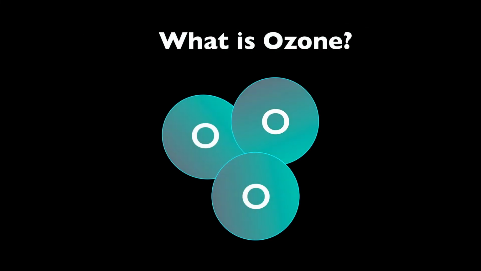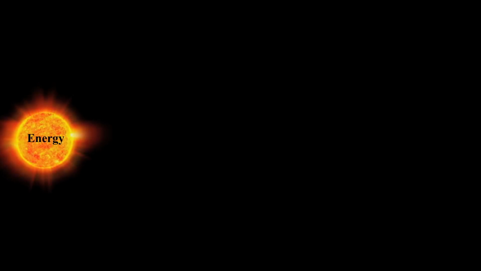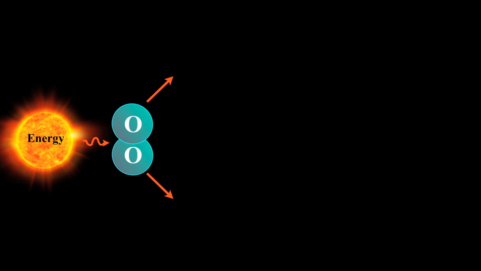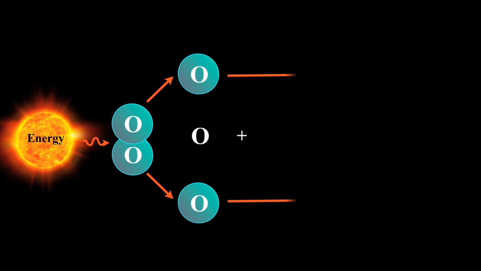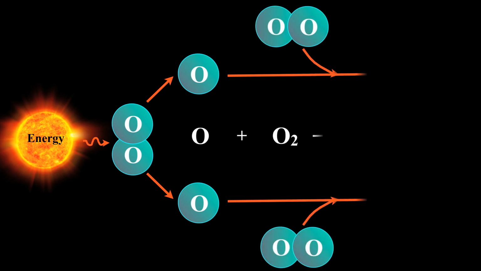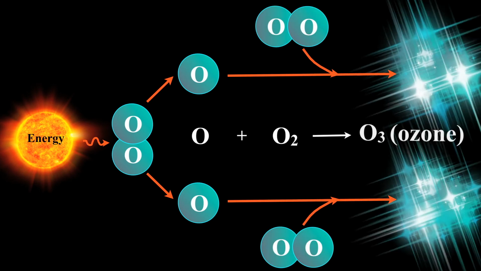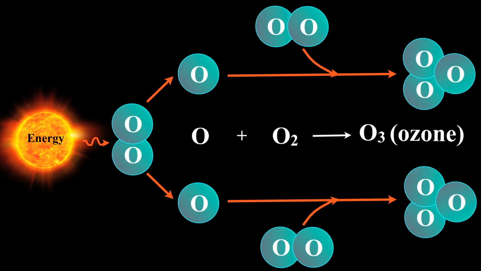So, what is ozone? When ultraviolet energy bombards a molecule of oxygen made of two oxygen atoms, many oxygen molecules split into two atoms of oxygen, then recombine briefly with other oxygen molecules into the powerful triplet of oxygen atoms called ozone that many industries use.